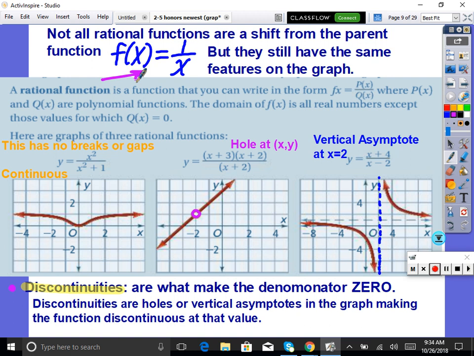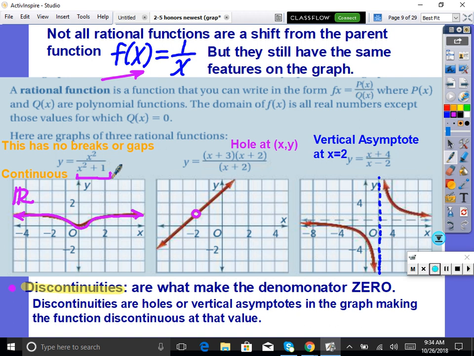What I want to point out is from left to right here. From left to right, I'm continuous. Look, I never have to pick up my pencil. It's connected all the way through. My domain here is all real numbers. Now, why is that? So our discontinuities come from the denominator being 0. So yes.